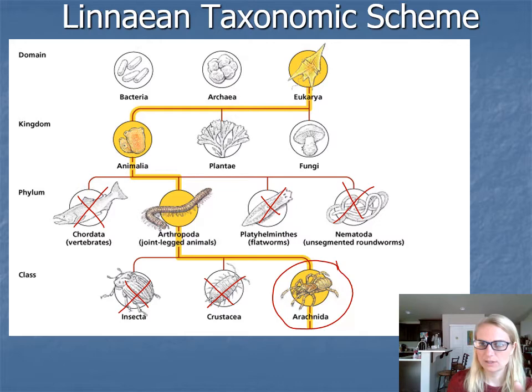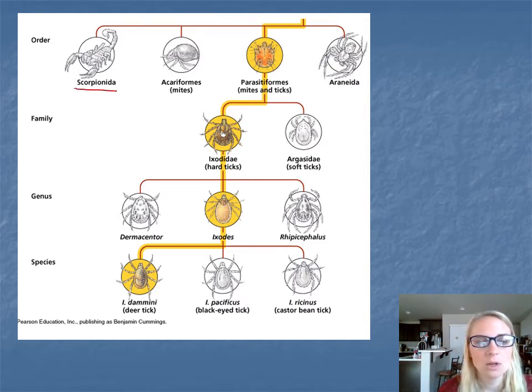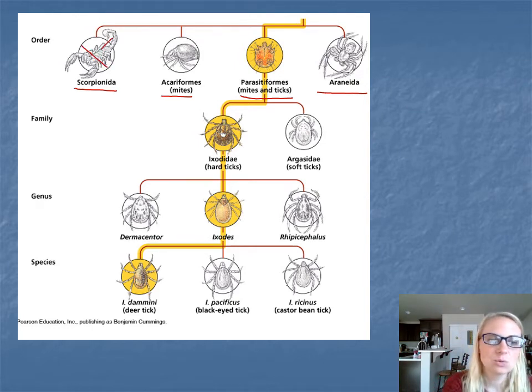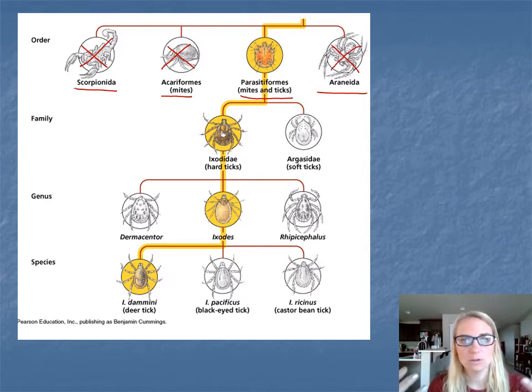When I go to the next slide, you're going to see what critter we're talking about. Of all of the arachnids, we can further break it down into orders. We have different types of arachnids: ones like scorpions, ones like mites, ones like ticks, and ones like true spiders. This particular thing we're going to look at is a tick. It's not a scorpion, not a mite, and not a true spider. So based on its physical and biological characteristics, it fits into the order Parasitiformes.